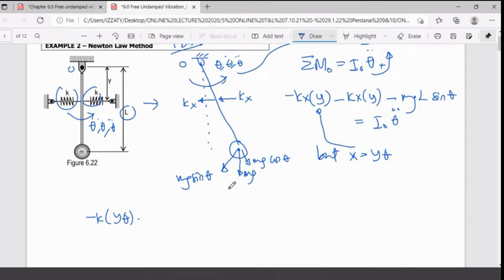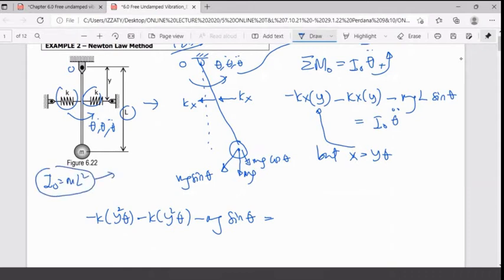So you have this one y square by another y square. Just put y square here, because y and y become y square. Then you minus by another one. This one is y square theta, isn't it? Then you have minus by mg sine theta, then equal to, and we simplify this one, I O is equal to ml square, coming from the equation that you learned in moment of inertia.